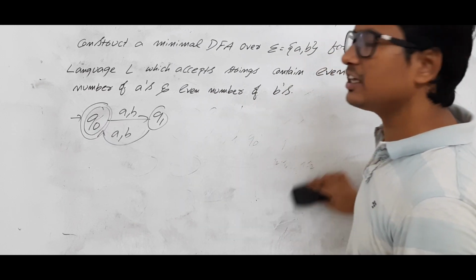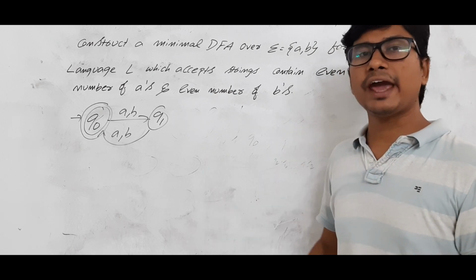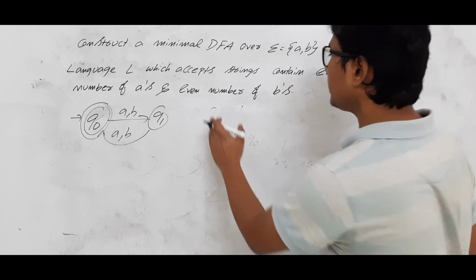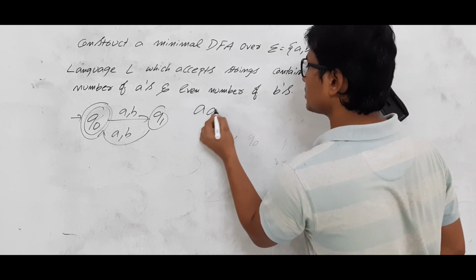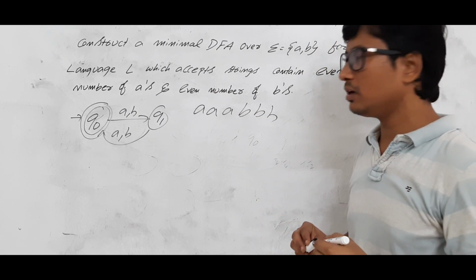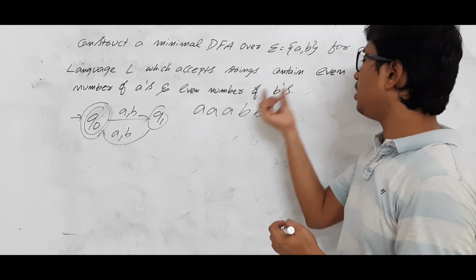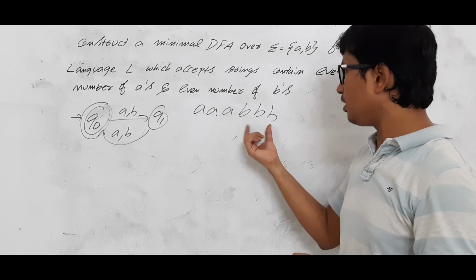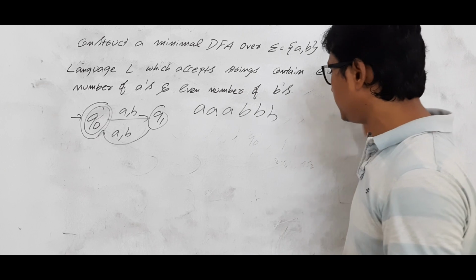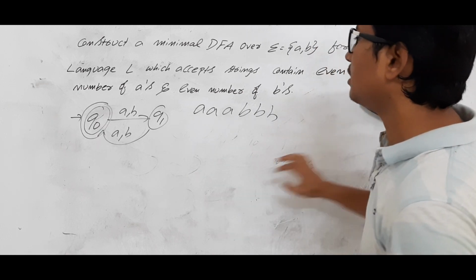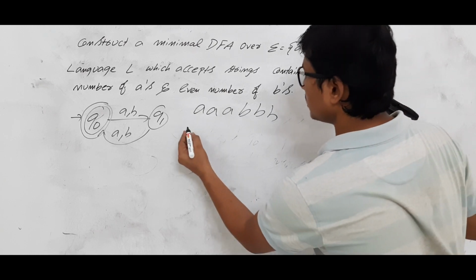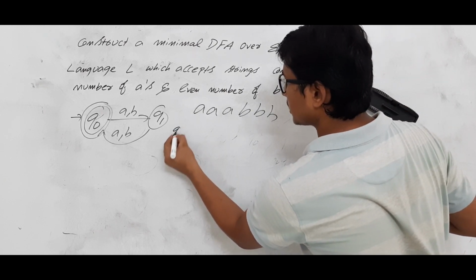When I can say my DFA is correct, it should not accept the strings which do not belong to language L. Let me take a string which does not belong to language L. Whether this string belongs to language L? No, because you have odd number of A's and odd number of B's. But what is it saying? Even number of A's and even number of B's. So it is not correct. But whether my DFA, whatever I have constructed, will it accept or not? It will accept. If you want, you can check it.